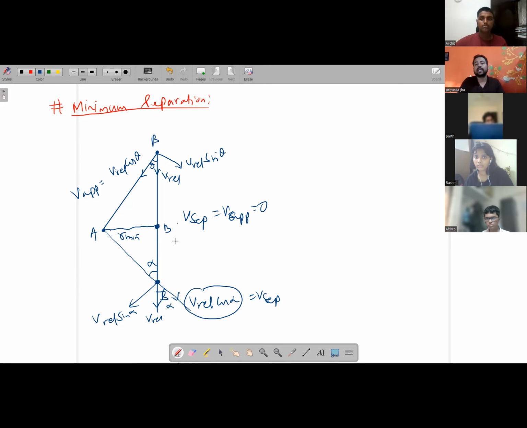Whenever we solve this kind of question, we'll always try to analyze the motion of one object in the frame of the other object, and then solve it. So this is the concept of minimum separation. Now I'll take one question. Note it down if you wish.